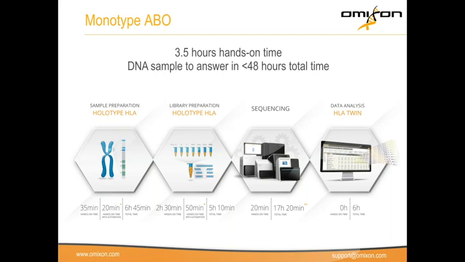So as you can see in this particular picture, the process can be split into 4 different portions. We have the sample preparation portion, which would be the ABO specific amplification, followed by library preparation, continuing into sequencing on an Illumina specific sequencer, and finally the data analysis using HLA Twin.